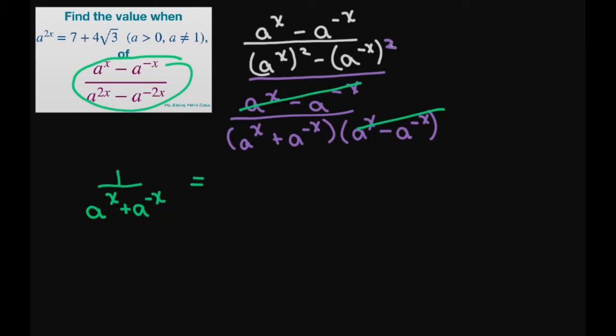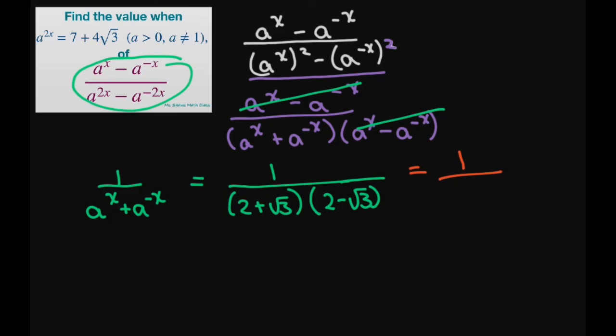And we already know that information. We had a^x as 2 plus square root of 3, and a^(-x) was 2 minus square root of 3. And then we're going to get 1 divided by, again, this is your a squared minus b squared. So this is just going to be 4 minus 3. 2 times 2 is 4, minus square root of 3 times square root of 3 is 3. So this is just going to equal 1.